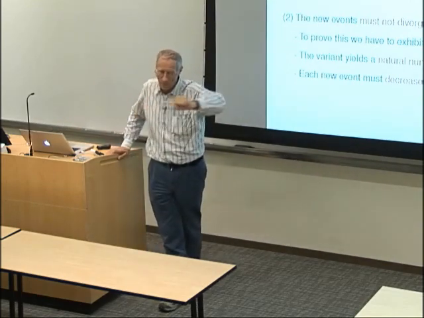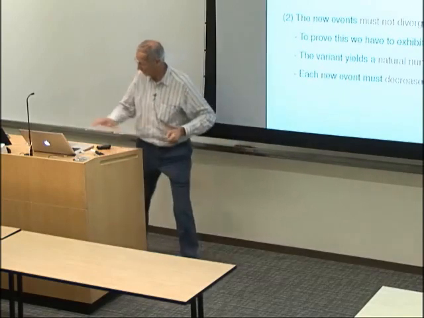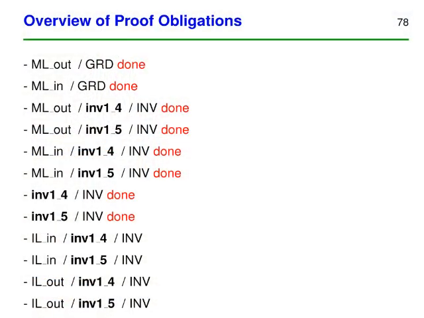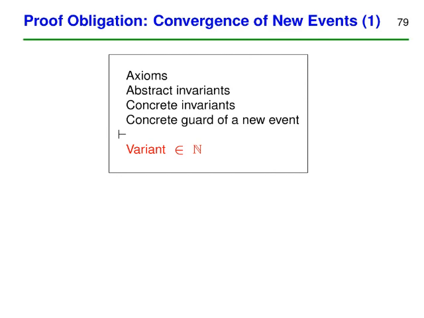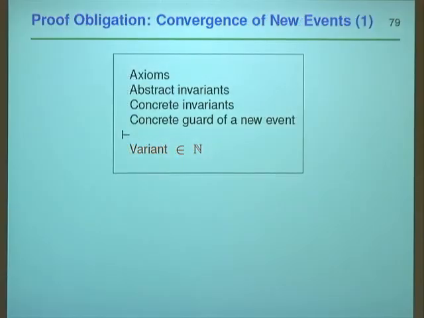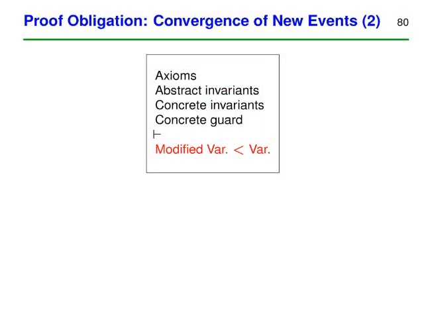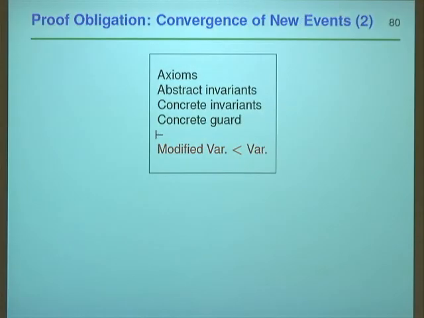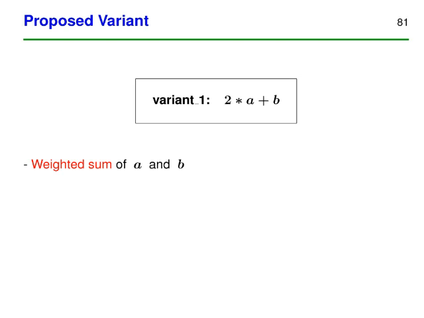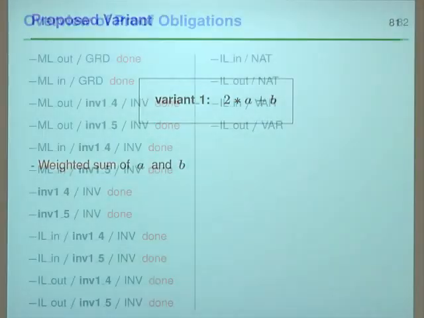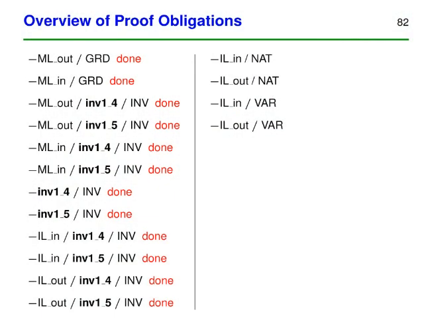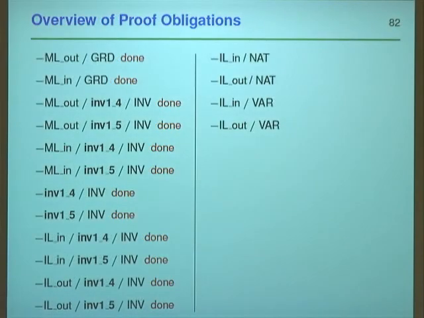The new events diverge, and we will see later on another pathology. So we have to prove more things. We have to define a variant, which is a natural number, and we have to prove that the variant is systematically decreased by some new events. So in that case, the variant is 2a plus b, and it is easy to prove that the variants are indeed natural numbers and they are decreased.